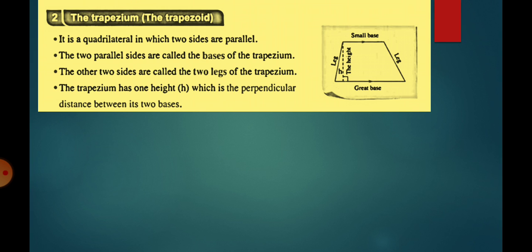The two parallel sides are called the bases of the trapezium. The other sides are called the legs of the trapezium. The trapezium has only one height, which is the perpendicular distance between the parallel sides.